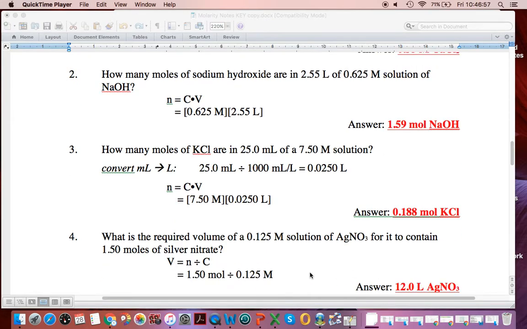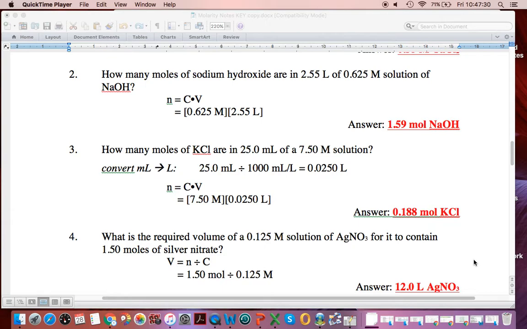Number 4, now it wants volume, so there's our formula for volume. Here's our 1.5 moles, and here's our 0.125 M. It's a good idea to try to visualize what's going on. This is saying if we had 1 liter of this solution, it would have 0.125 moles. But we need to get up to 1.5 moles, so we're going to need a fair amount of volume of this. And in this case, it's 12.0 liters. Of course, if you just wrote down 12 liters, you are not respecting sig figs, and marks will disappear.